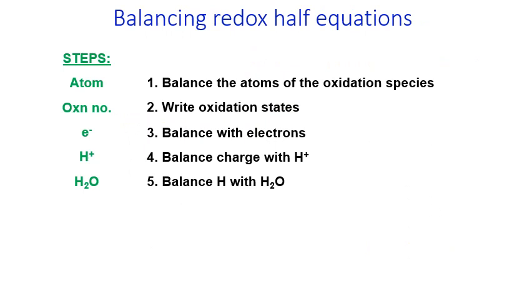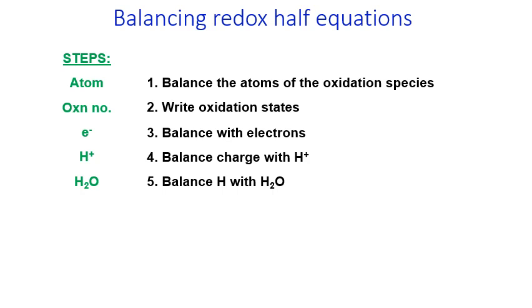Okay, so the next step in terms of redox chemistry is to be able to balance redox half equations. So there are basically 5 steps. The first one involves the atoms, so you've got to balance the atoms of the species being oxidized or reduced. Then the oxidation number, you have to write down the oxidation states of each. And then with the electrons, you have to balance the charge on both sides of the equation with electrons. Then you balance both sides of the equation with protons if there are hydrogens involved. And then finally balance the hydrogens with addition of water, and you would have balanced the half equation.